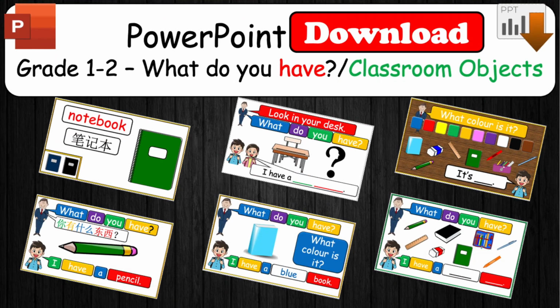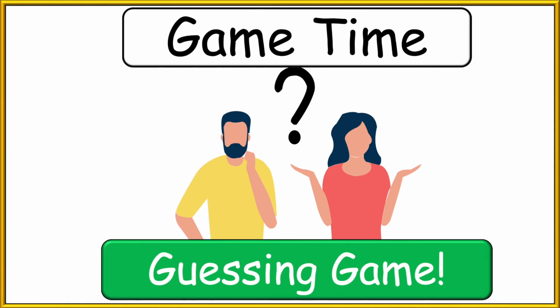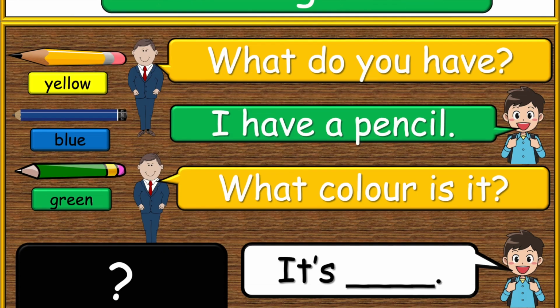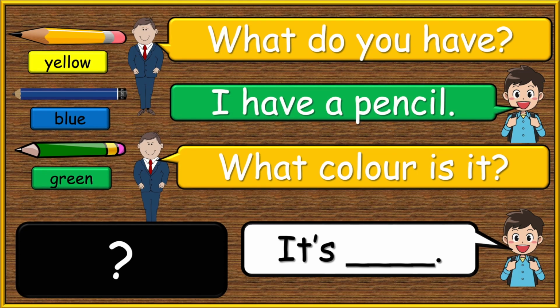Let me show you another example. This is from the What Do You Have Classroom Objects lesson, again, for grade 1 and grade 2. In this lesson, again, there's a dialogue. What do you have? I have a pencil. What color is it? It's... and they can guess yellow, blue, and green.